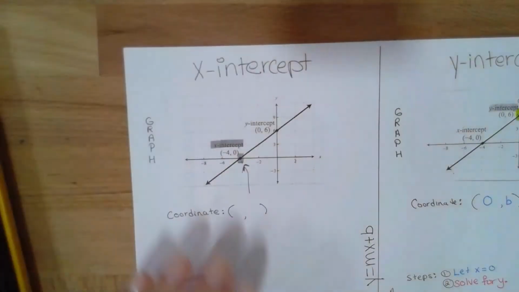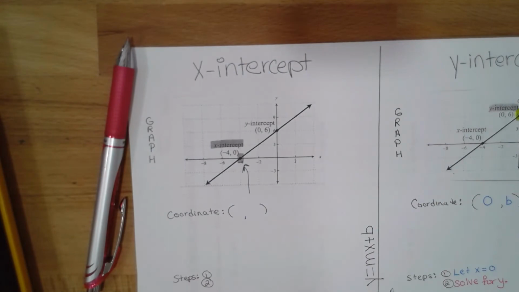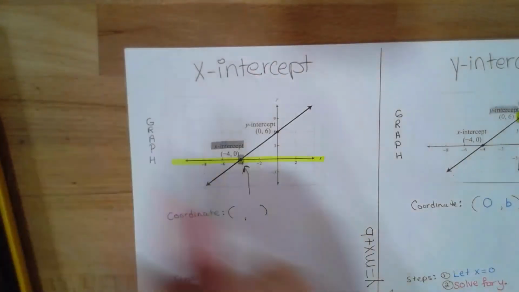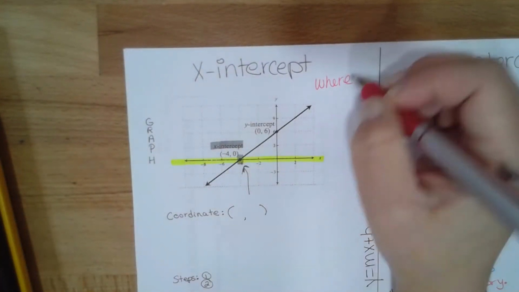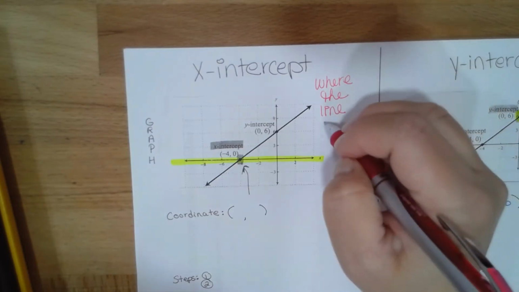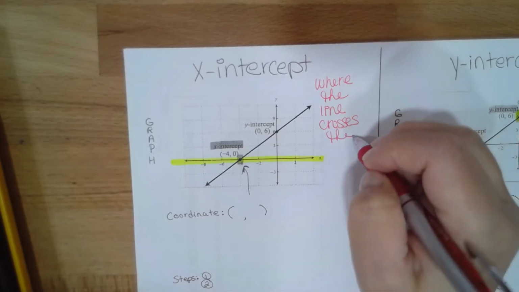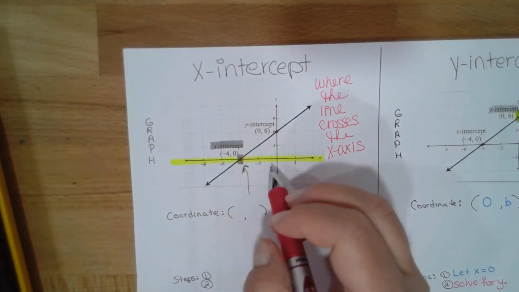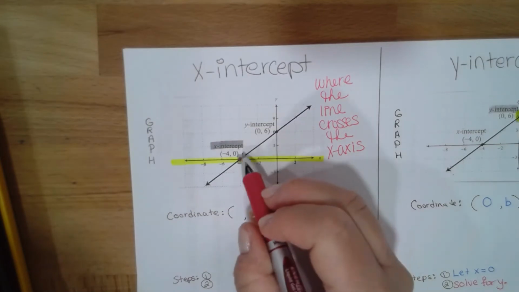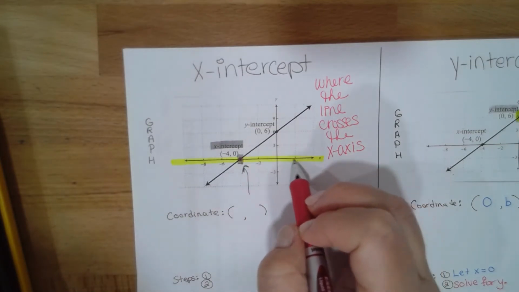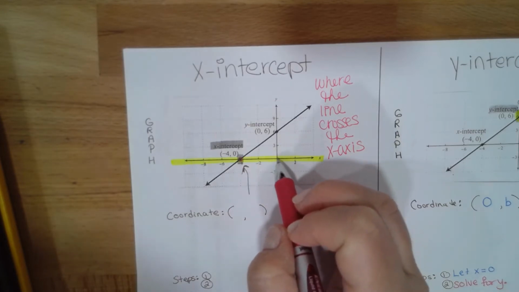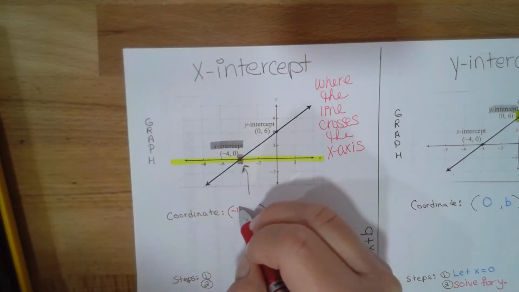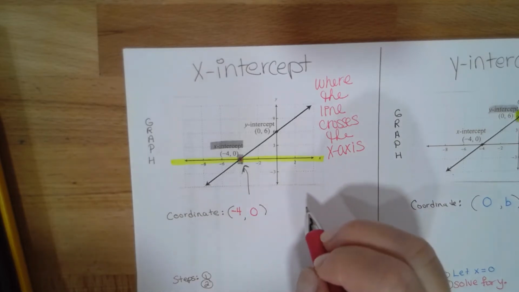Okay, so the x-intercept, similar to the y, except now we're focusing on the x-axis, right? So where does my line cross the x-axis? So notice it crosses at negative 4, okay? But think about the coordinate here. If I asked you what is this coordinate, remember you always start on the x-axis, left or right. So notice we're going left 4, and then did I move up or down? No. So my coordinate here would be negative 4, 0. Okay? Well, in this example.